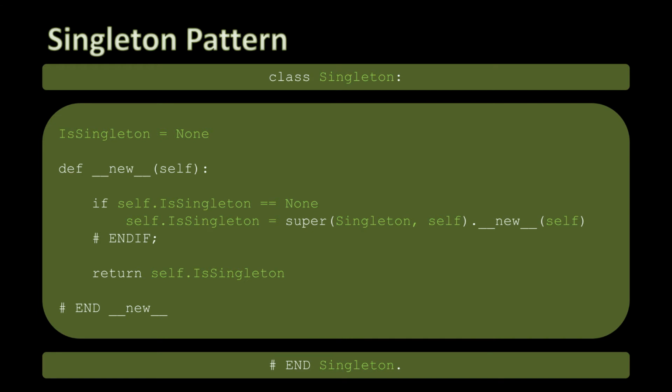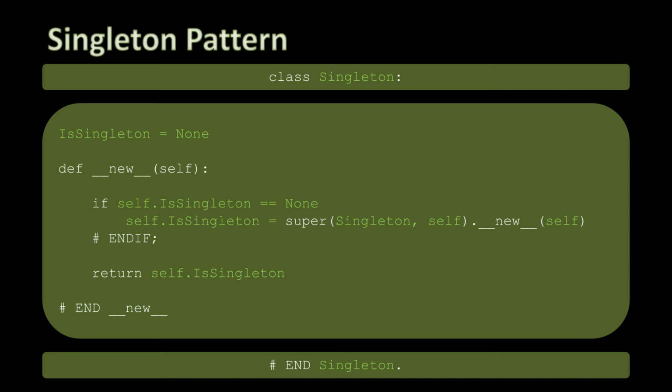We set a flag to be none, and then when we try to create an instance of this class by calling new, we check if that is still none. If it's still none, that means no instance has been created already. So let's set that to something other than none. Because now it's something other than none, the next time we call new, we'll check if is Singleton is equal to none, and it won't be. Because it won't be, it won't do anything else. It won't create the class, and it'll just return.